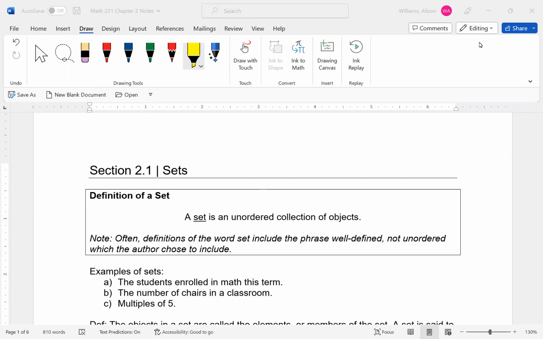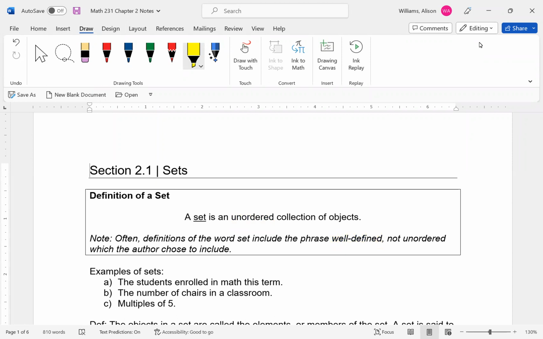Now, I took this definition right from the textbook, and I wanted to make a note that most definitions I've seen of the word set have not used the word unordered. They've primarily used the phrase well-defined. I believe the reason the author chose to put unordered has to do a lot with some of the examples that we see. But I wanted to make a note of that because well-defined is typically more used since the definition of set is very open-ended.